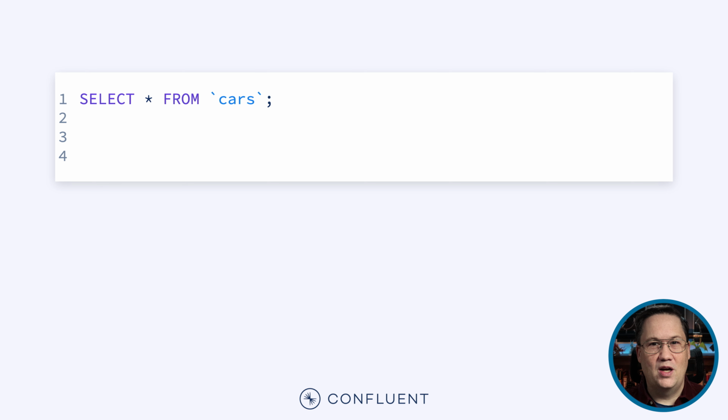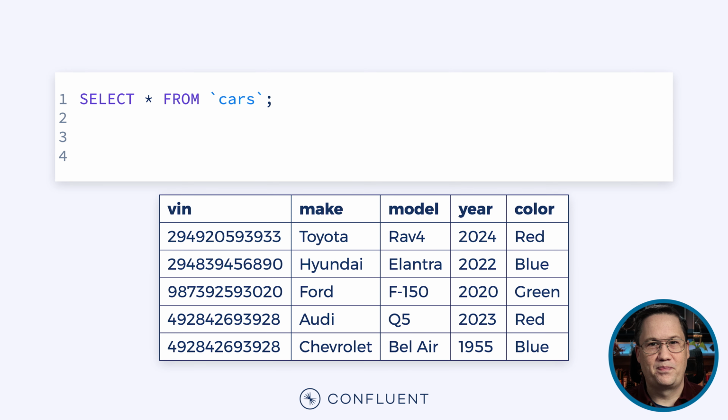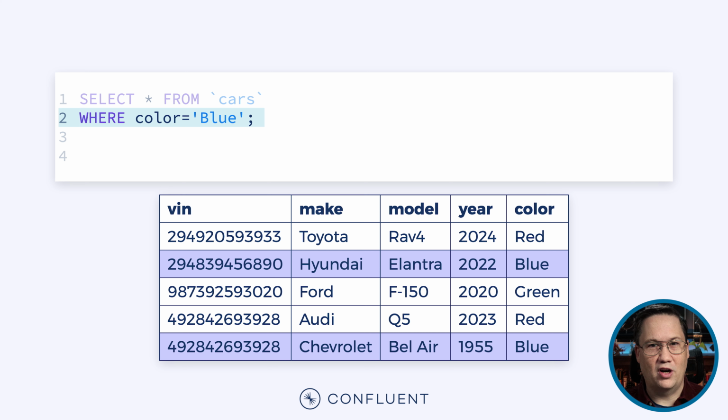Suppose we had a table containing car details such as their make, model, and color. Here, we see a SQL query that selects all rows and columns from the table. If we executed this query, the result might look like the table shown. However, what if we wanted to filter the results and only look at the blue cars? In that case, we could modify the query using a where clause to select only blue cars.